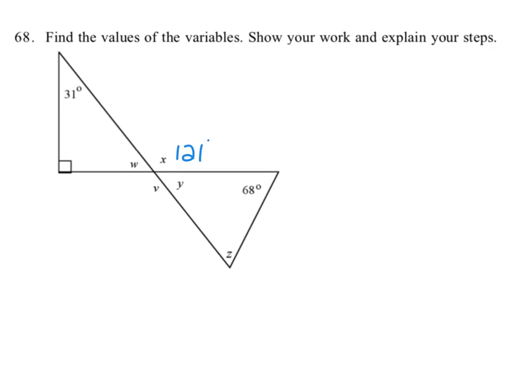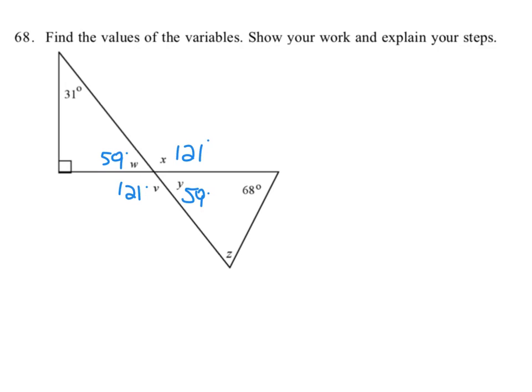Okay, and now if that's the case, then w forms a linear pair with it, and w then would be 59 degrees, because 59 plus 121 equals 180. Okay, and that's a vertical angle with y, so that's also 59 degrees. And of course, v is a vertical angle with that x angle, 121, so it's also 121.